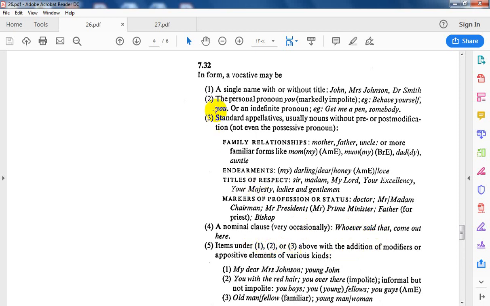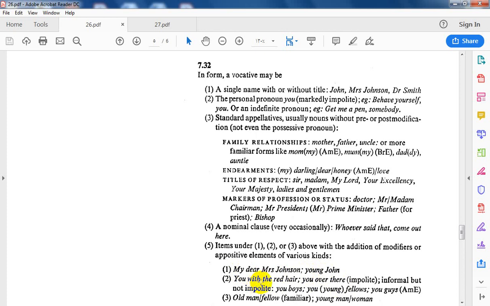Items under 1, 2, 3 above with the addition of modifiers or appositive elements of various kinds. When you say my dear Mrs. Johnson, here it becomes pre-modification. This modifier, my dear, before I only had Mrs. Johnson, with or without title. With my dear, we made a modifier. Young John, here is a modifier for John.